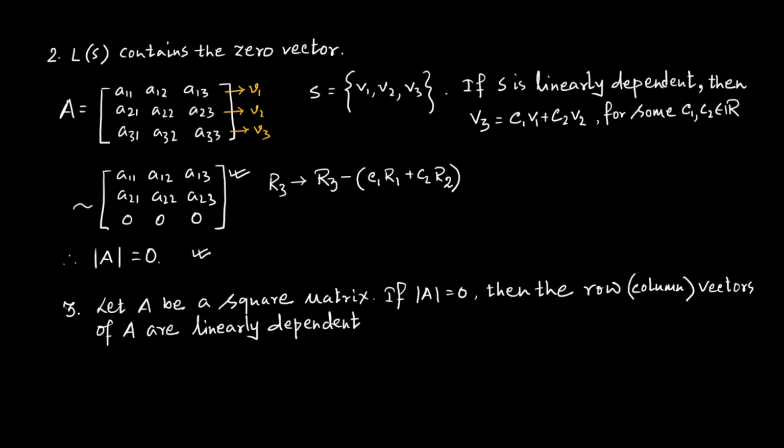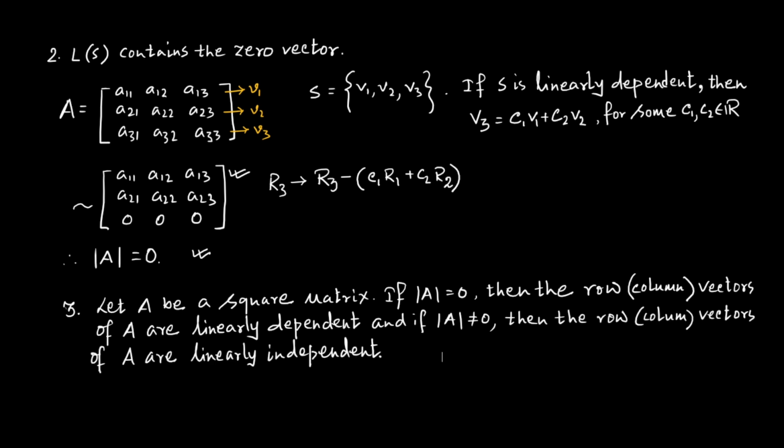Now I can add a few more words to it: and if determinant of A is not equal to 0, then the row or column vectors of the matrix A are linearly independent.